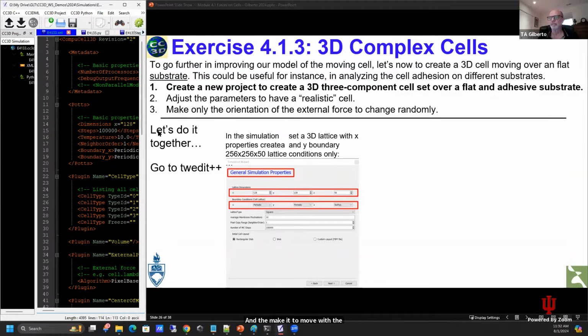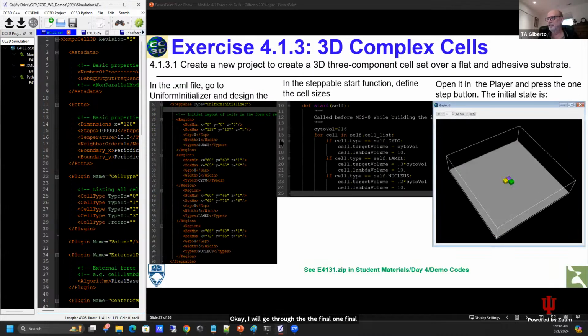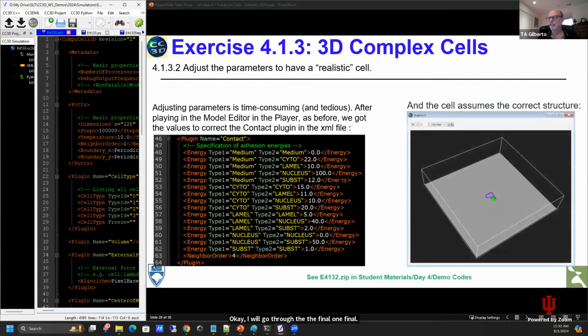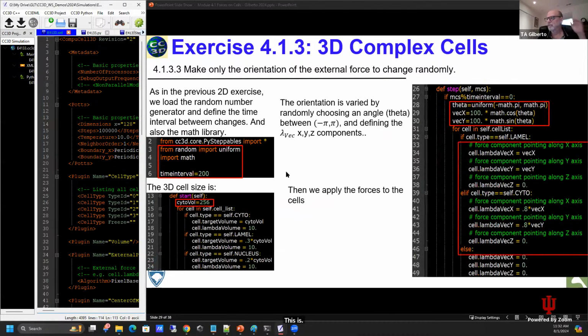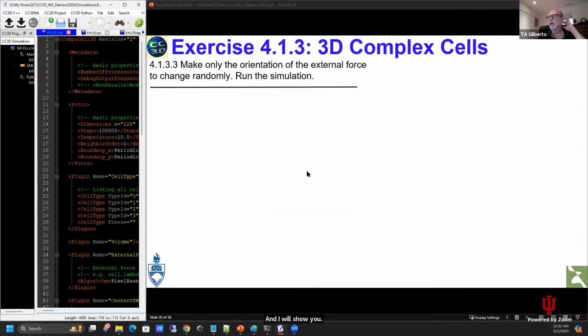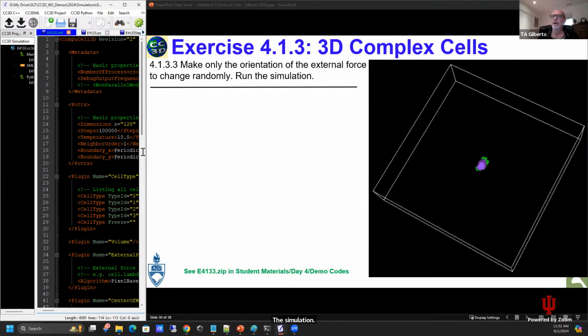Okay, I will go through the final part. I will show you the simulation here, this part. So this is the code.